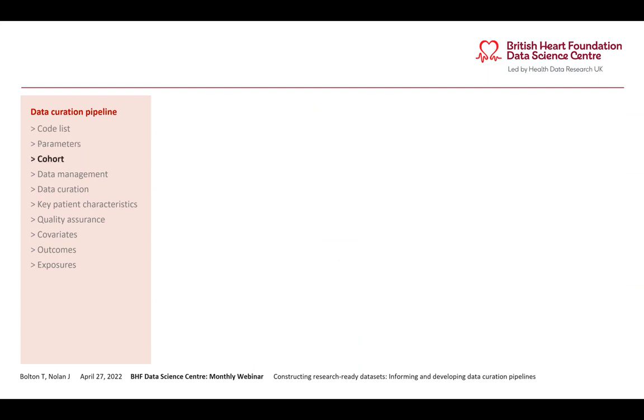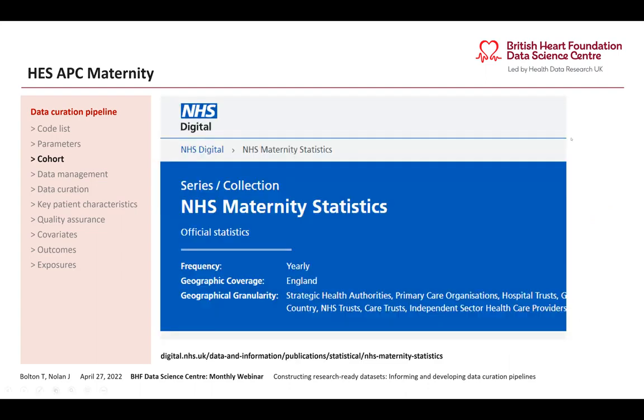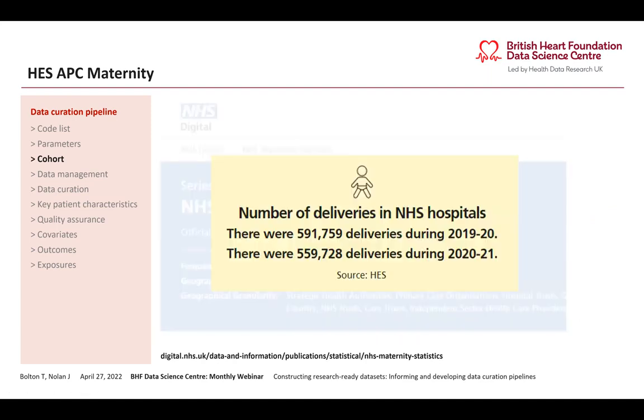So for CCU 18, we're interested in identifying cohorts of pregnant women from 2019 to present. So we're utilising the HES APC maternity services maternity data set. The number of deliveries have been published online, and these are exactly the numbers that we have available in the TRE. With the lagging data, the most recent financial year, 21-22, is still accruing.